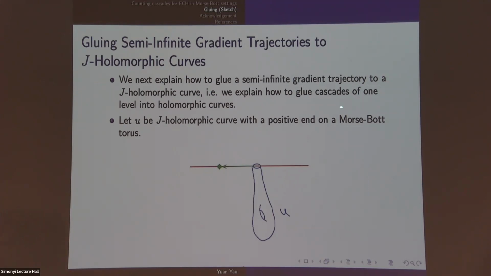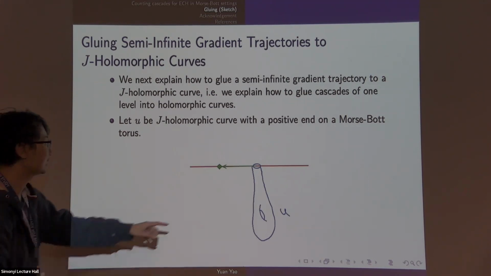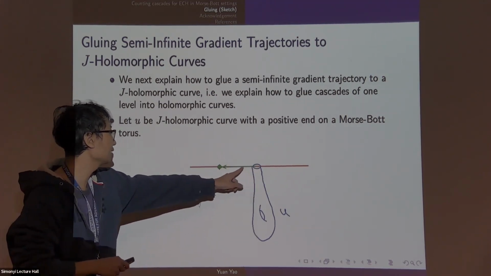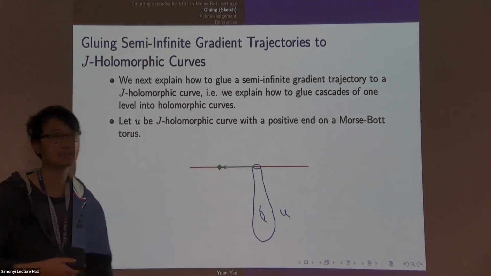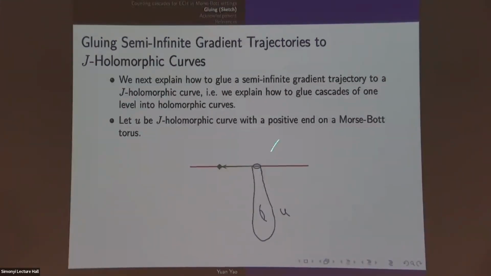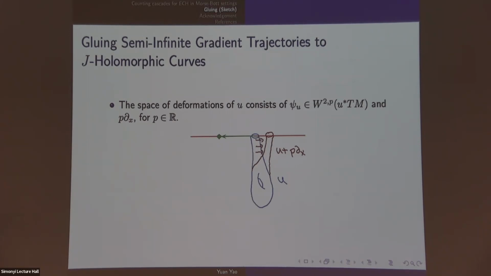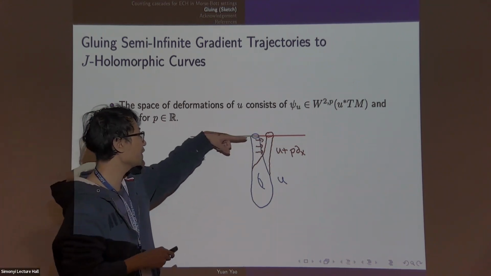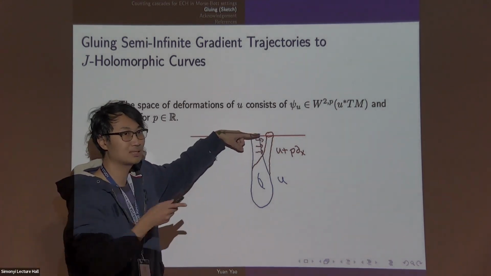Let's imagine we have a holomorphic curve and let's connect it to a semi-infinite gradient trajectory. So this is my holomorphic curve u, and here it's connected by a gradient trajectory to a critical point of f. Let's do the gluing in this case, the gluing of one level cascades. So that's the setup. What is the appropriate space of deformations of u? Essentially we still consider a vector field psi of u and an asymptotically constant vector field, asymptotically constant to x, which is the Morse-Bott direction.